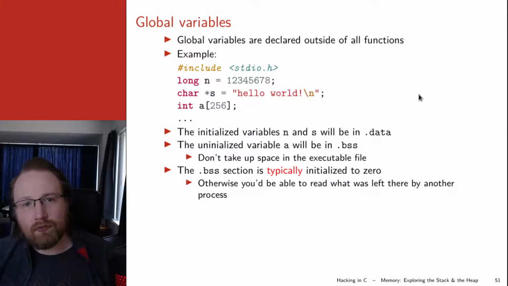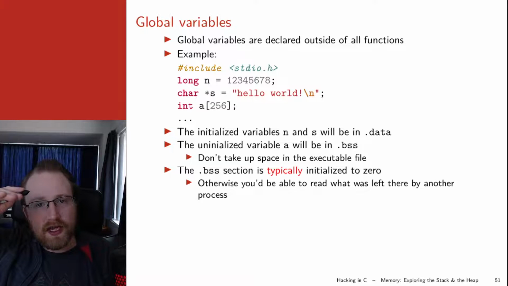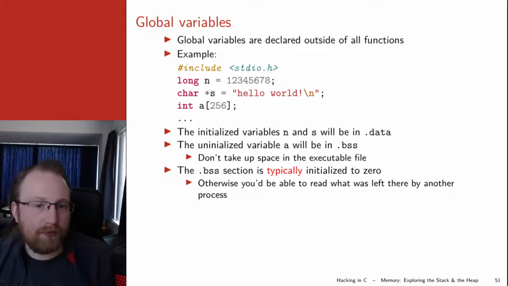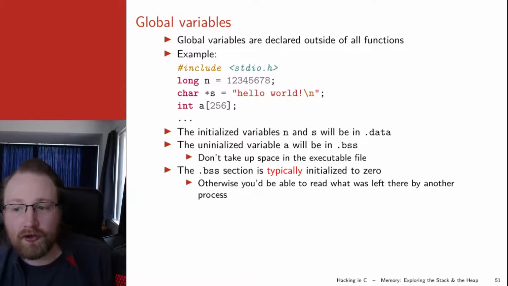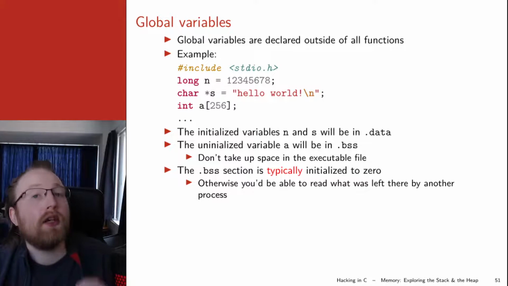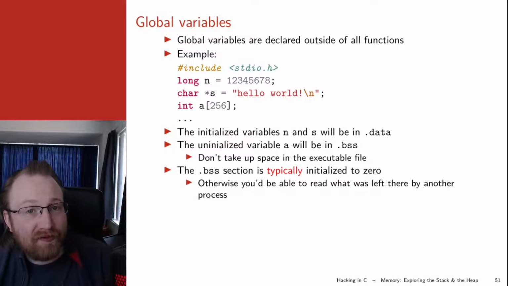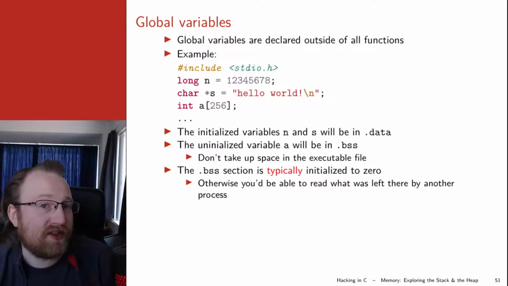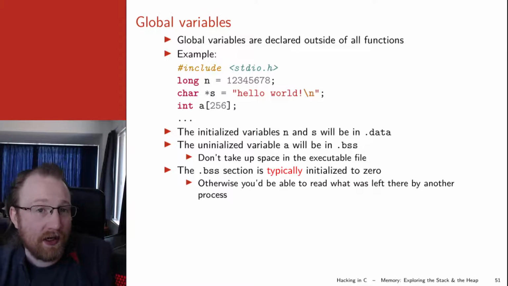So typically when the program starts, all these variables from BSS are taken and initialized to 0. Otherwise, you would be able to read what was left there by another process. But accessing them before writing a value there yourself is still undefined behavior. Even though typically it works, it is undefined behavior.